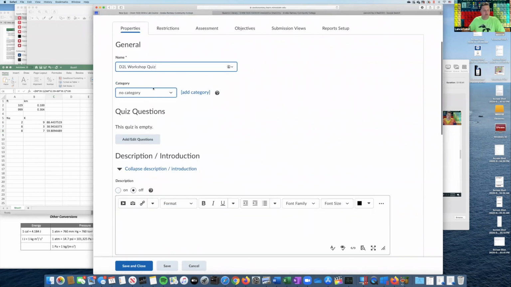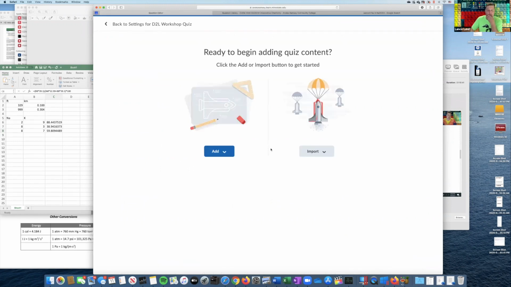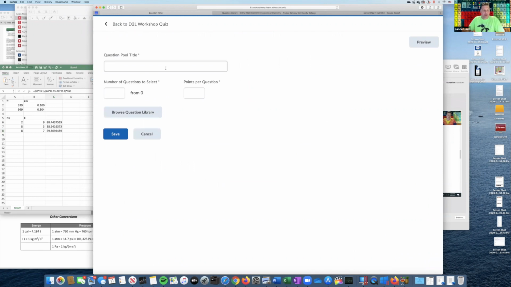And what we're going to do now, if you wanted to, you could put this into a category. We won't put it into a category right now because I don't want to mess up anything that you may have done. We're going to add some questions to this. And at this point, we are going to add a question pool. And we're going to call this % composition.